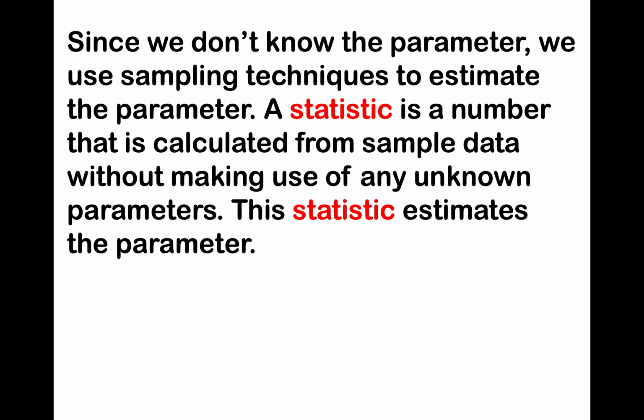Since we don't know the parameter, we use sampling techniques to estimate the parameter. A statistic is a number that is calculated from sample data without making use of any unknown parameters. This statistic estimates the parameter. So we're gathering a sample, and it needs to be with the sampling techniques we talked about earlier in the course. And then from that sample, we calculate a statistic, which in this case is going to be a sample proportion. And then we use that to estimate what we think the true proportion is.